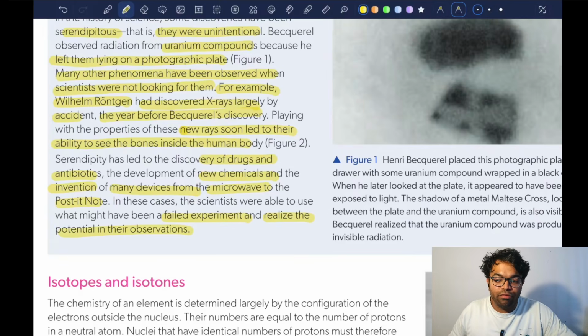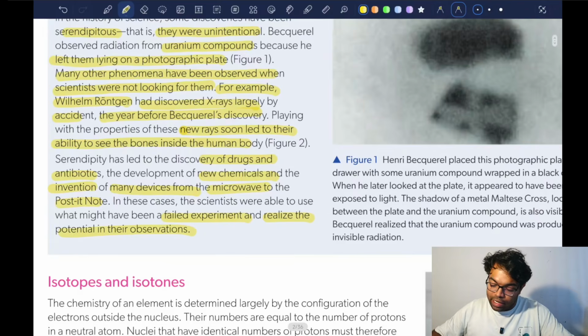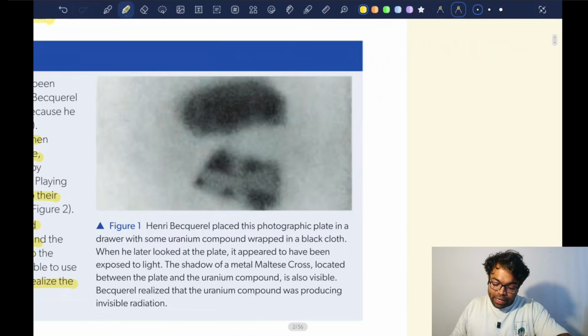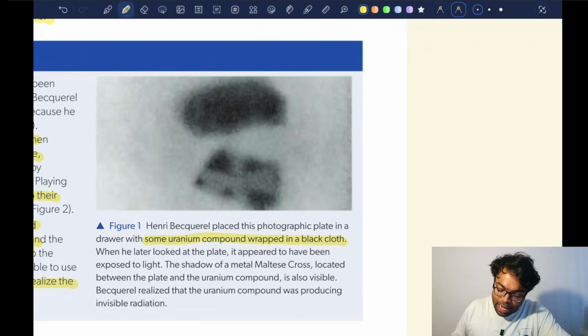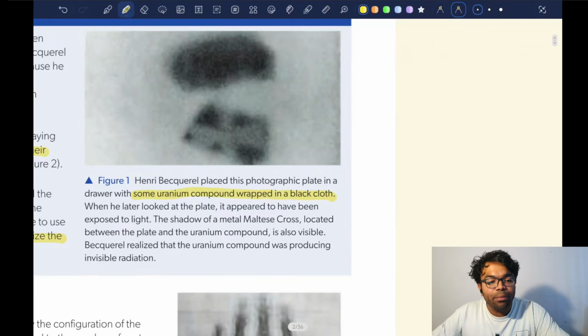So even if you have a wrong experiment, that could lead to something much more advanced or eye-opening. Okay, let's look at this. Henry Becquerel placed the photographic plate in a drawer with some uranium compounds wrapped in a black cloth. When he later looked at the plate, why did he keep it in a dark place? Because a photographic plate is light sensitive.